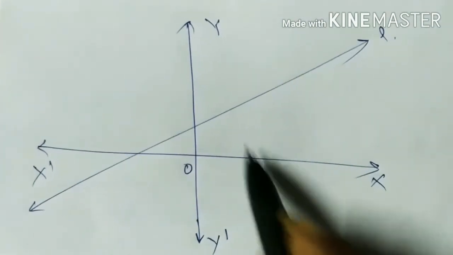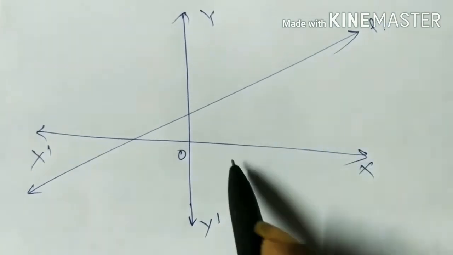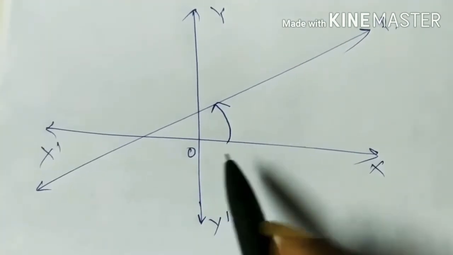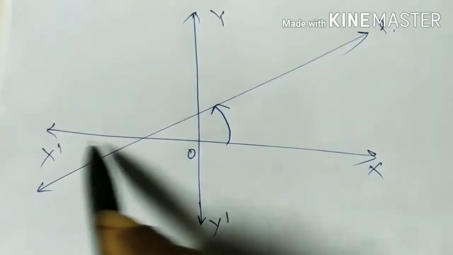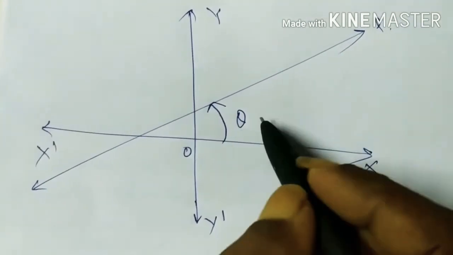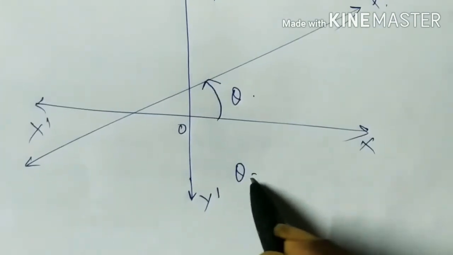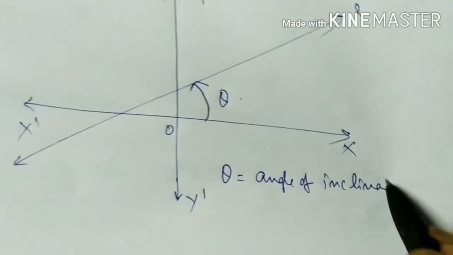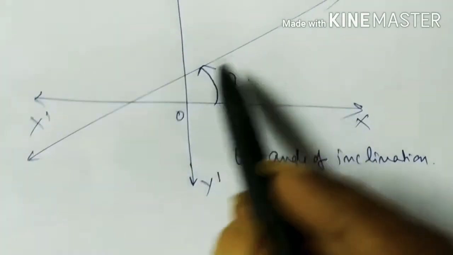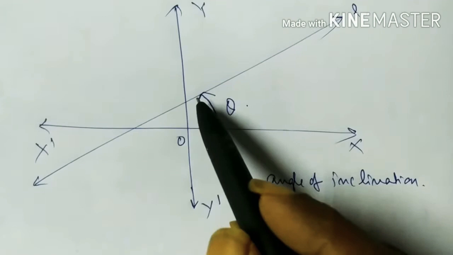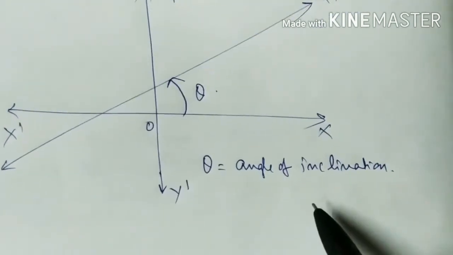Now this is a line L. The angle made by this line with respect to x-axis in anti-clockwise direction, remember this, this theta is called the angle of inclination. In anti-clockwise direction, theta is considered as positive.